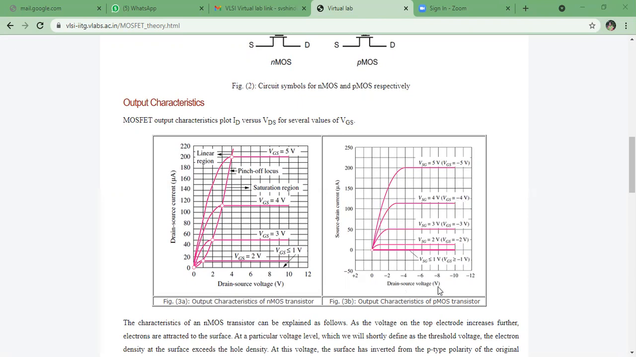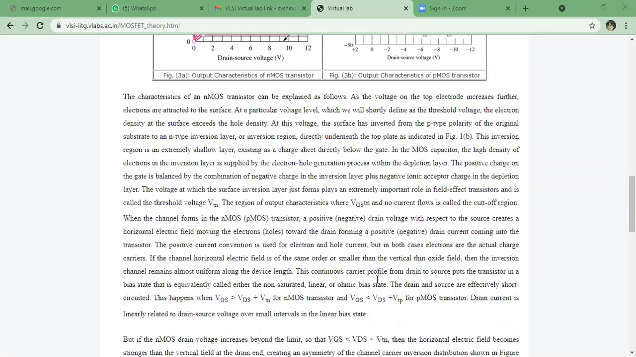Here also the voltages are negative. So this is for the output characteristics.